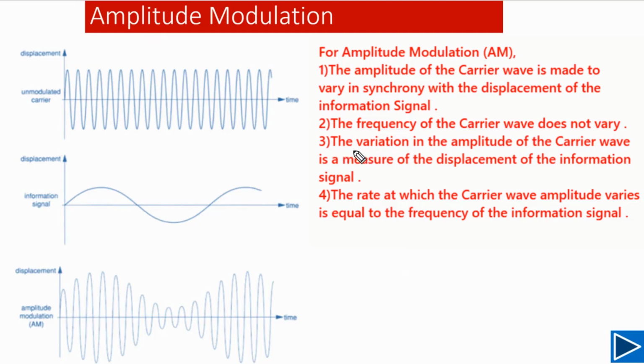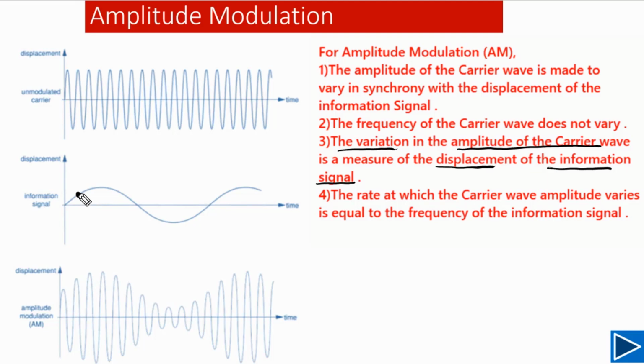Next point is simply telling us that the variation in the amplitude of the carrier wave is depending on the displacement of the information signal. It simply means that when the displacement of information signal is bigger, the change in the amplitude of carrier wave will be bigger. And when displacement of information signal is small, then the change in the amplitude of carrier wave will be small. Or we can simply understand this one from amplitude modulated wave.